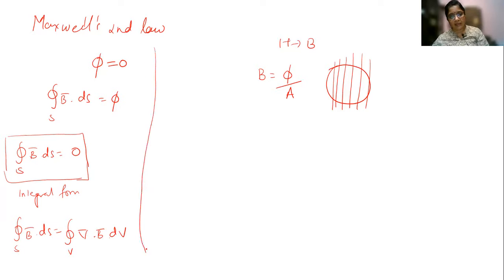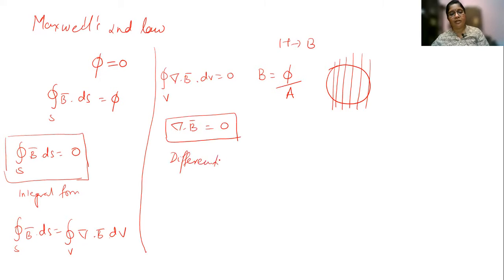So what can I write now? The volume integral of the divergence of B, the magnetic field, over a volume is equal to 0, or I could write del dot B, the divergence of B, is equal to 0. This is Maxwell's second equation in differential form.